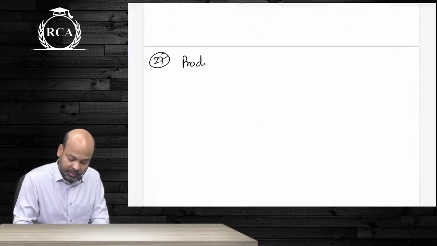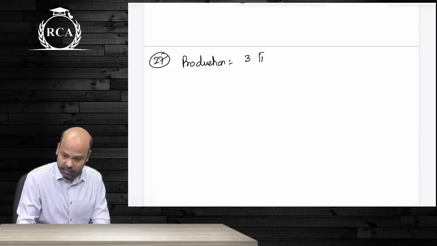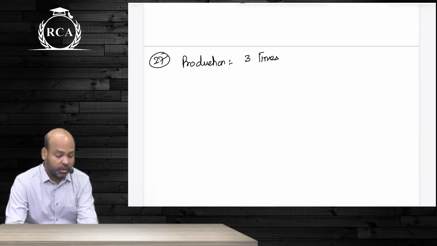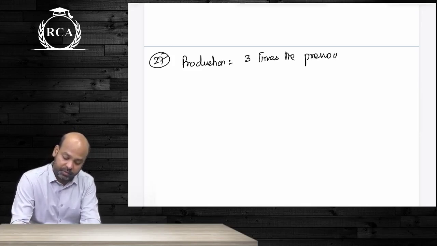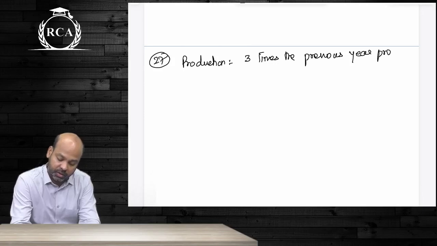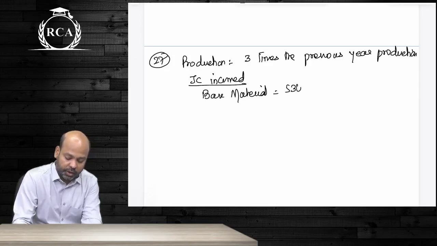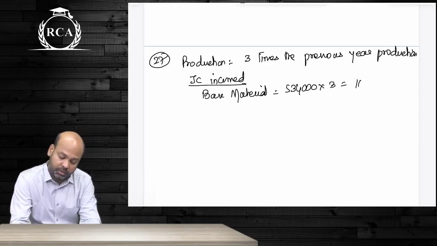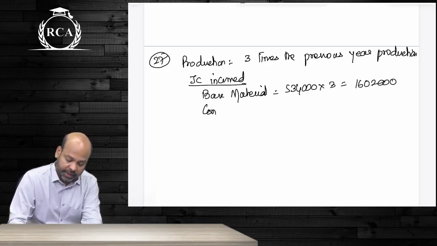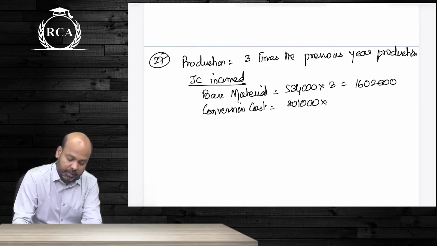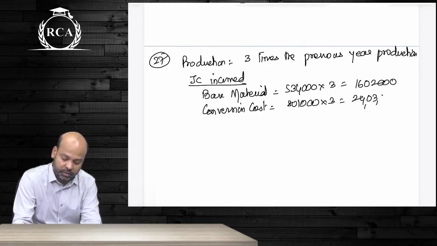So production is how much बेटा now? क्योंकि वो NRV तो करना ही है ना anyways. 3 times the previous year production. How much is the joint cost incurred बेटा? Joint cost incurred is base material guys will be 534 into 3 beta 16 lakhs 2,000. Conversion cost guys was 8 lakh 1,000 multiplied by 3, that is 24 lakhs 3,000. And this total cost beta is 40 lakhs 5,000.